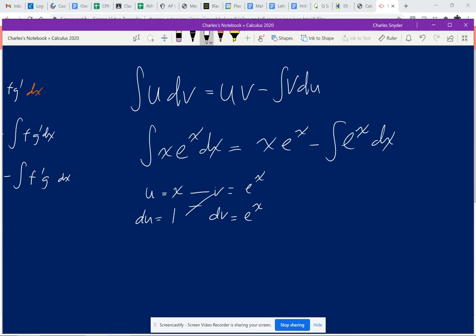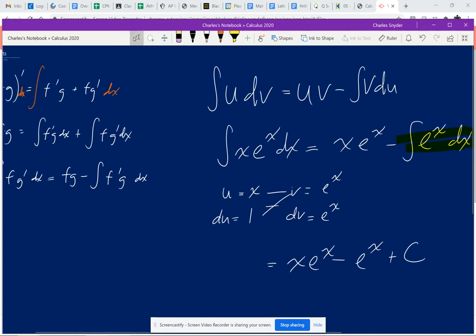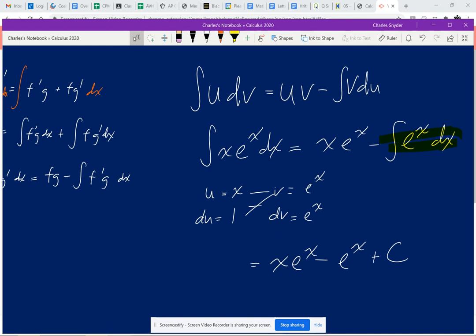And you're like, why do we do that? Well, now look. Now can I take the integral of e to the x? I can. So this whole thing is going to equal x e to the x minus e to the x plus c. Boom. And there's a basic example of where integration by parts allowed us to do something that we wouldn't otherwise have done.